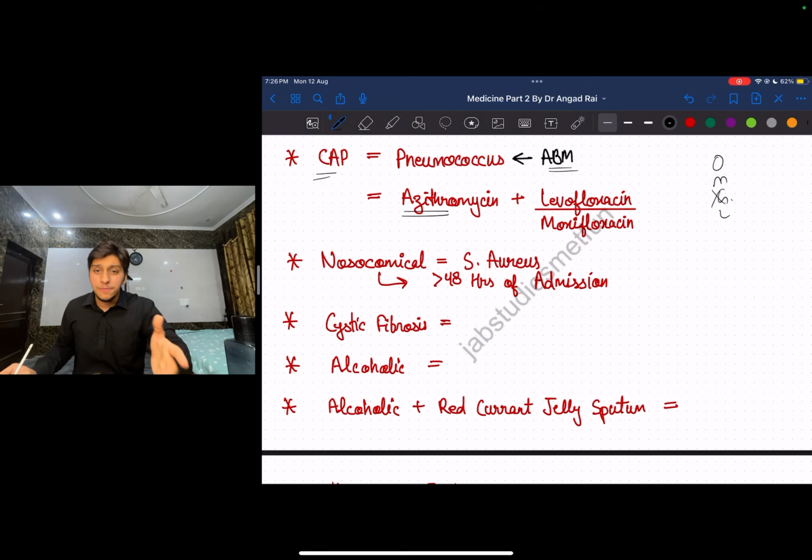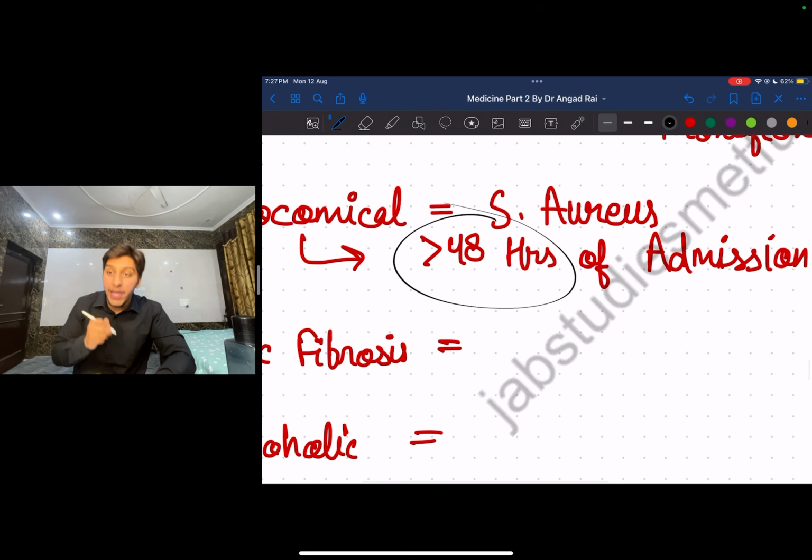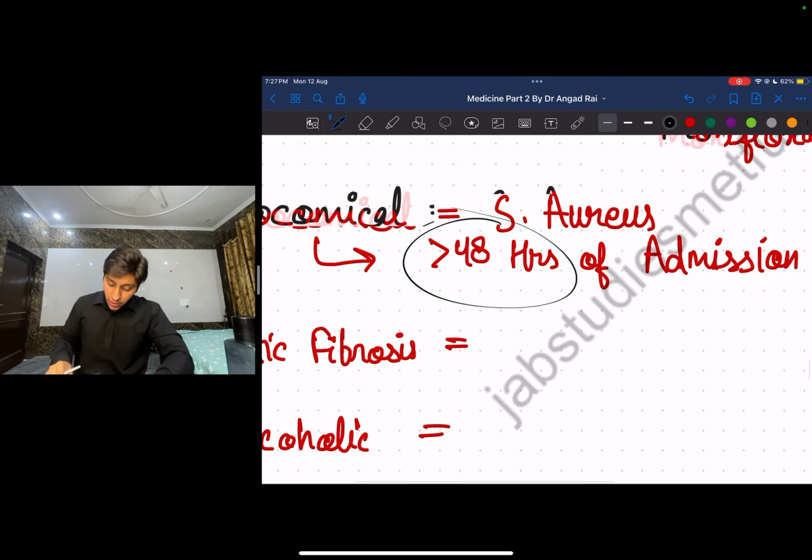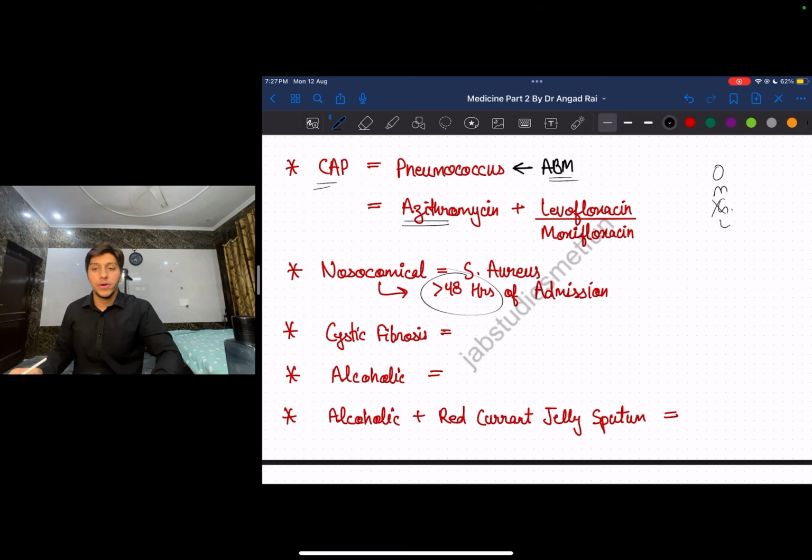Nosocomial, guys, it is hospital acquired, because of Staphylococcus aureus. Important thing is, remember, guys, 48 hours, very important. Within 48 hours, then only you will be acquiring it.